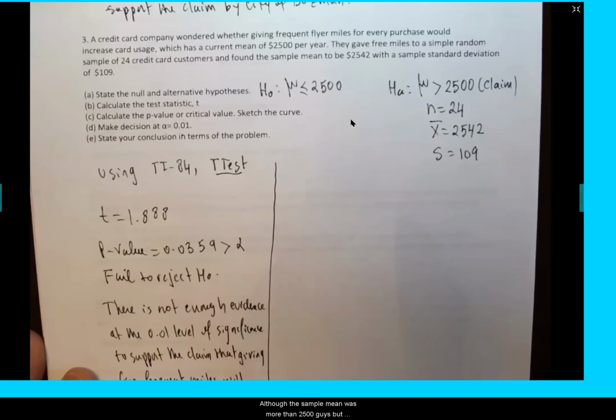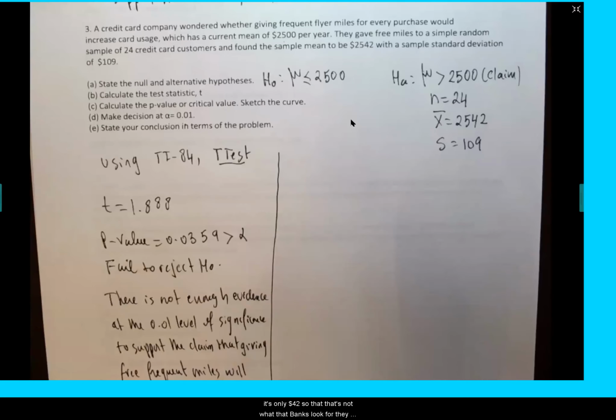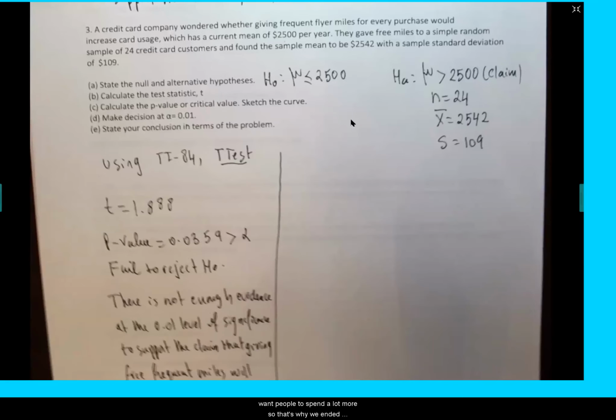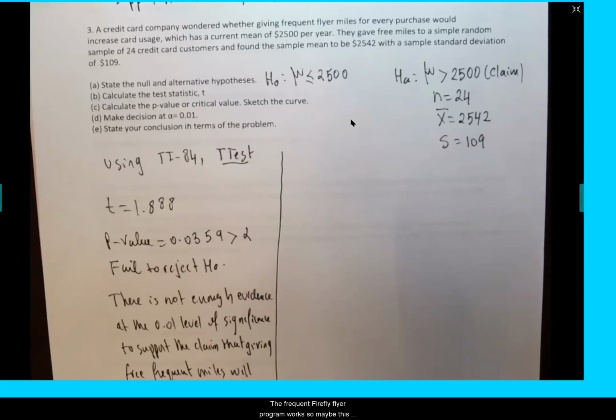Although the sample mean was more than 2,500, guys, it's only $42. So that's not what the banks look for. They want people to spend a lot more. That's why we ended up not supporting the claim that the frequent flyer program works. So maybe this is to tell the bank they should discontinue this program because it's not working for them.